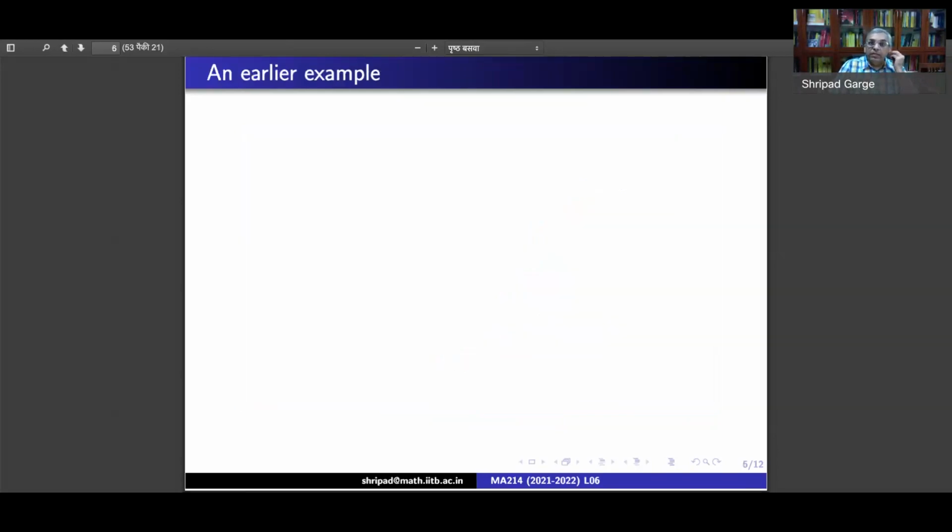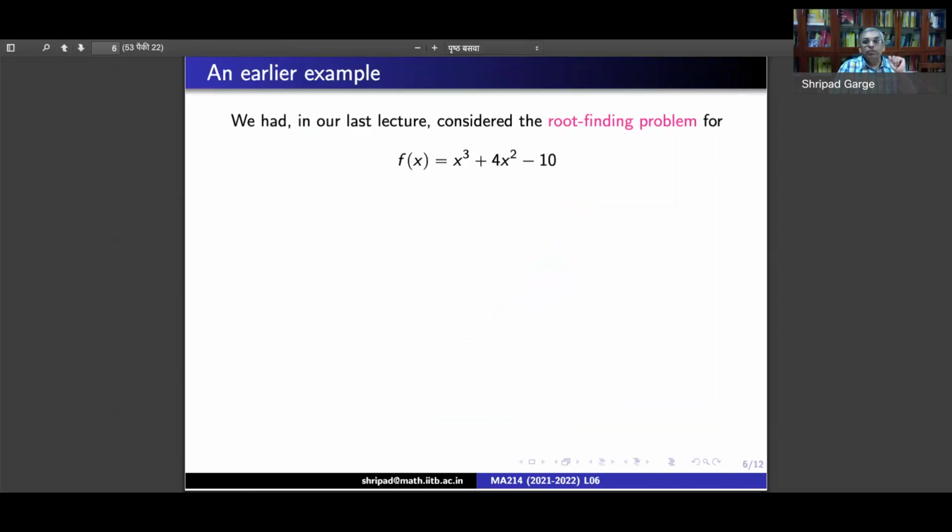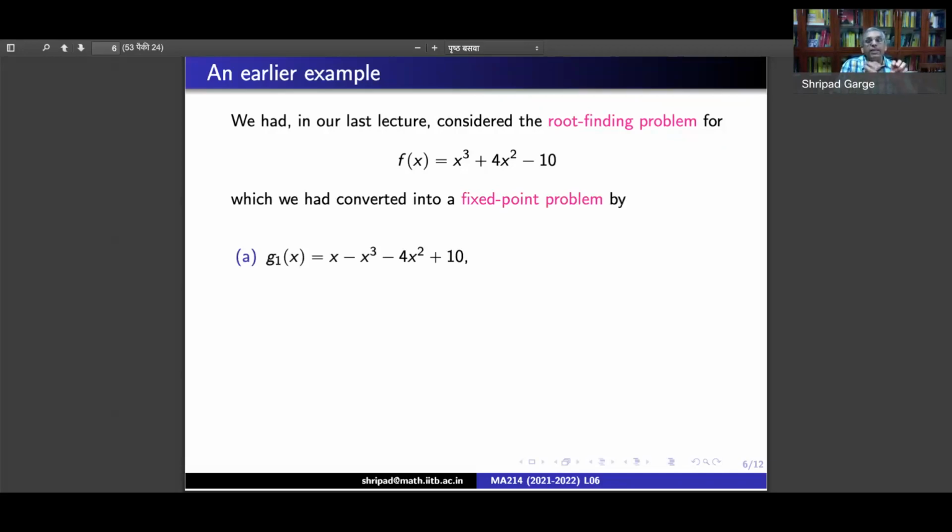If you remember, we had considered this example in our last lecture, x cube plus 4x square minus 10. This was the function, and we wanted to find the root, so we wanted to solve f(x) equal to 0. We had converted it into a fixed point problem in 3 ways, but at the end of the lecture I told you 2 more ways which were faster. So A, which is g1(x), was simply obtained by taking x minus f(x), the most simple-minded function that anybody can think of to go from the root finding problem to the fixed point problem.